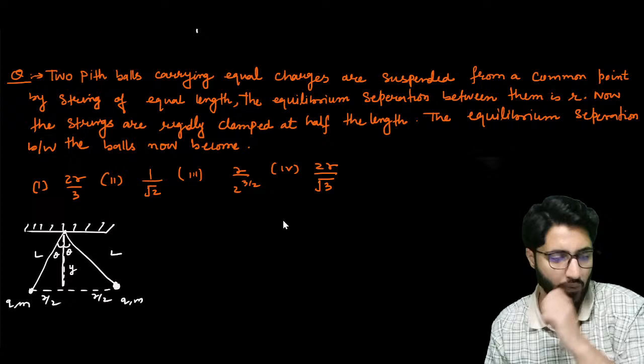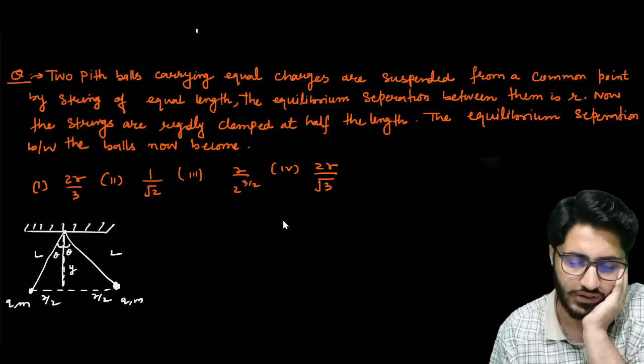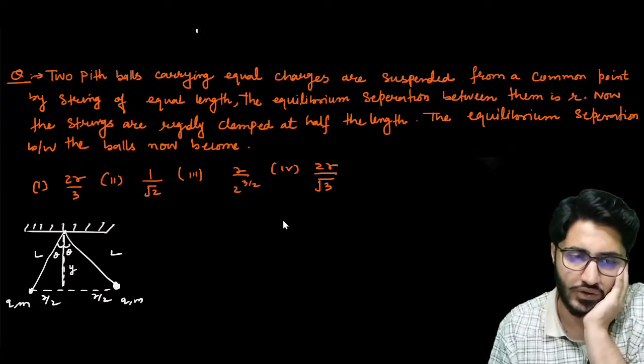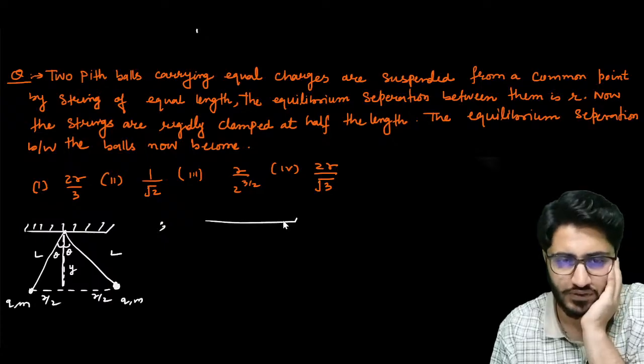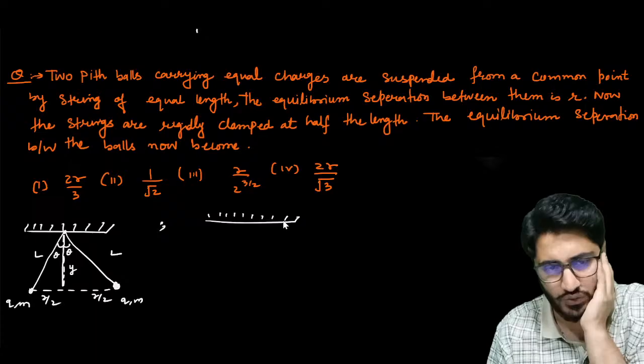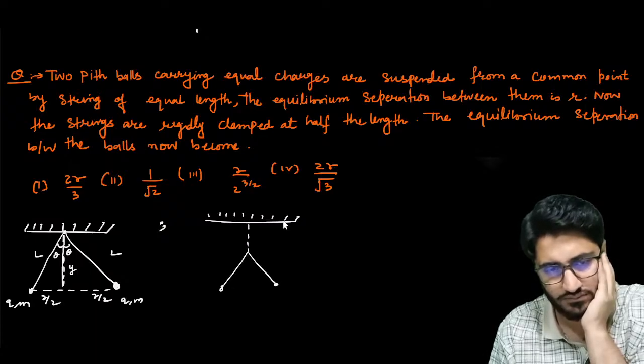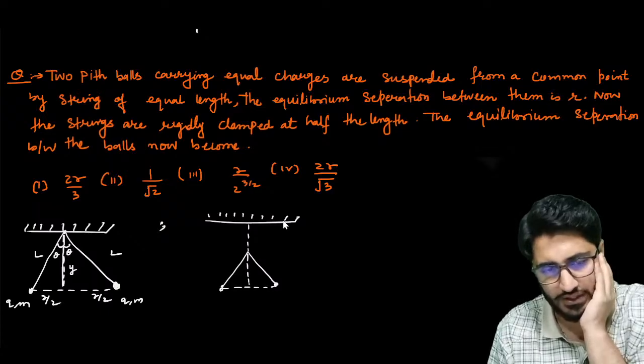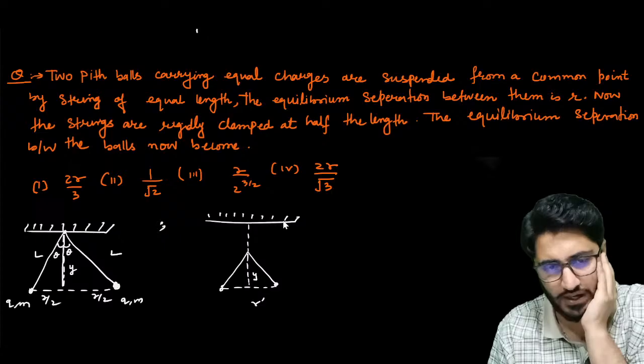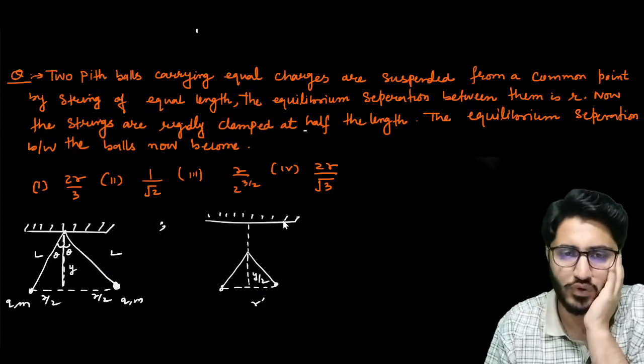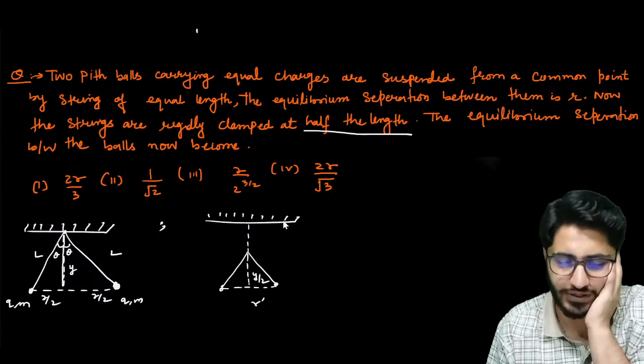Now they're saying there is a new condition. What will be my new condition? New condition will be like this. Look, this would be my new condition. It is R dash. It is Y by 2. Clamped to half the length, Y by 2.